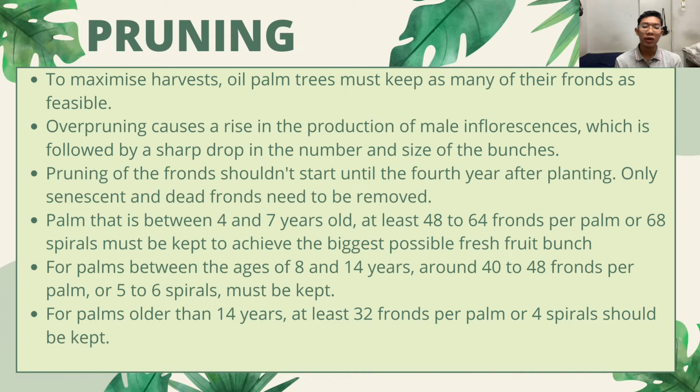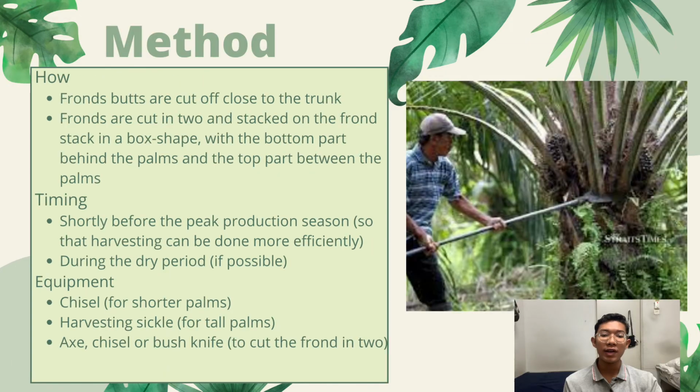For palm between the age of 8 and 14 years, around 40 to 48 fronds per palm or 5 to 6 spirals must be kept. For palm older than 14 years, at least 32 fronds per palm or 4 spirals should be kept. Here are the methods of pruning.